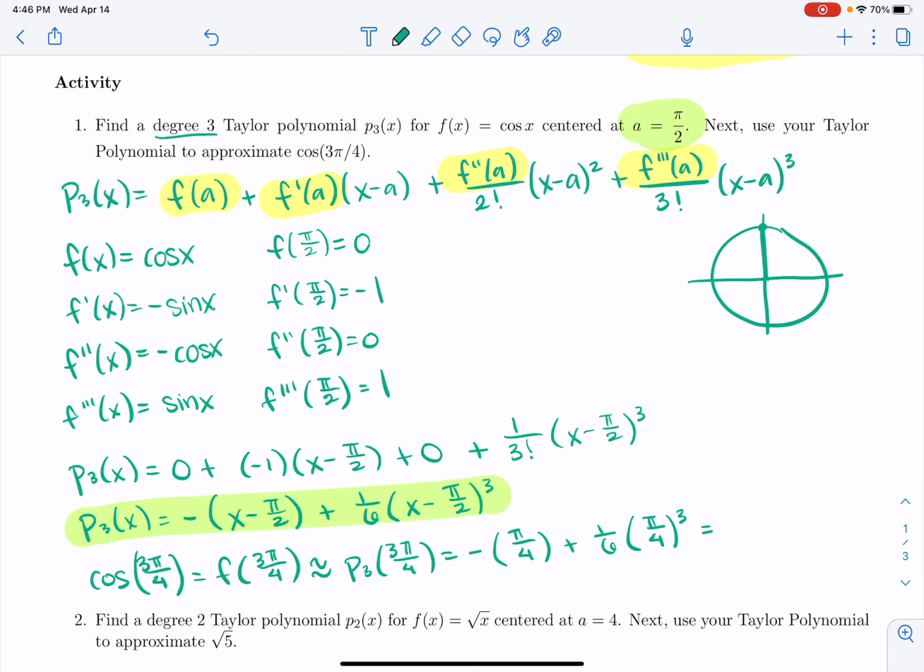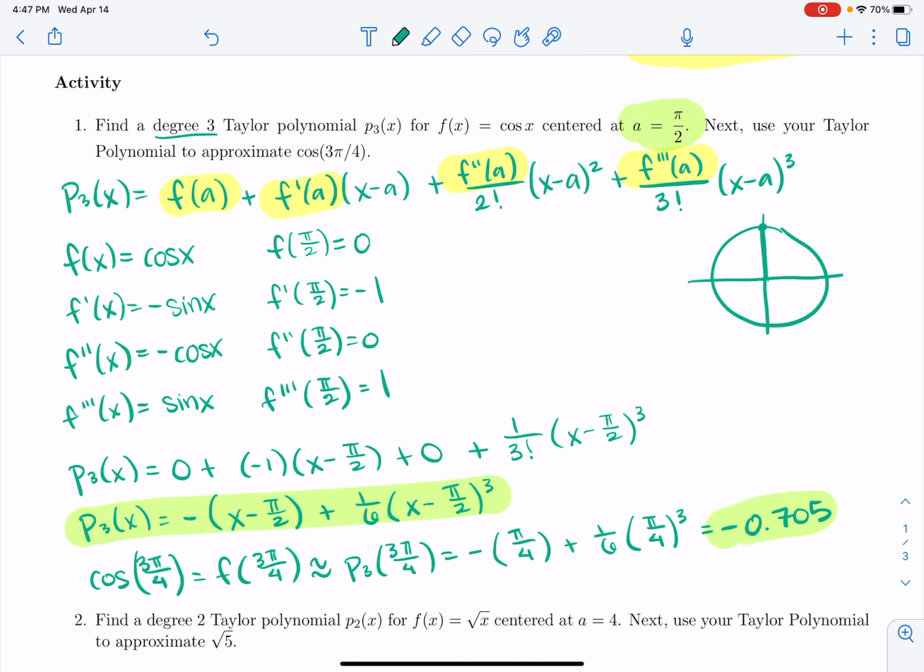Let me do that. Minus pi over 4 plus 1 over 6 times, where's my pi? There it is. Pi over 4 to the 3 power. And I get minus 0.705, I'll call it. Okay, so that's my approximation.